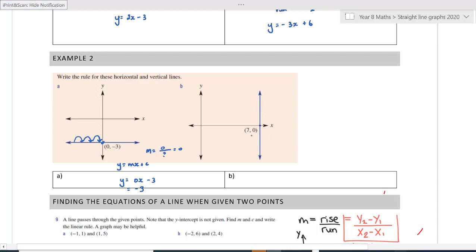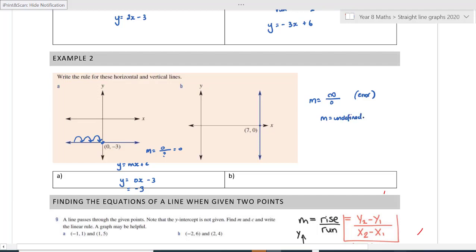Likewise, if I see something like this, a little bit different, because the gradient, hopefully you recognized, well, the rise is infinite. We've got 0 run. If I try to do anything divided by 0, you're going to get an error in your calculator. There's no gradient. It's what we call undefined. So the gradient is undefined.